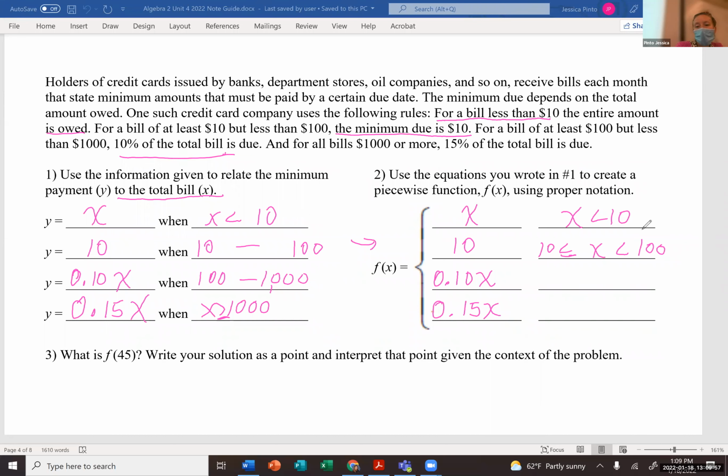So the next part says for a bill of at least 100. So that means $100 or more. So I underline the 100. X is in the middle. And then it says, but less than 1,000. So again, less than, not underlined.